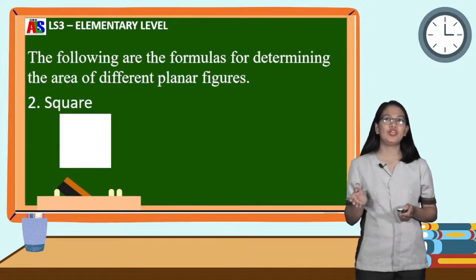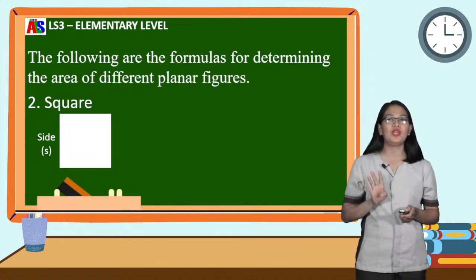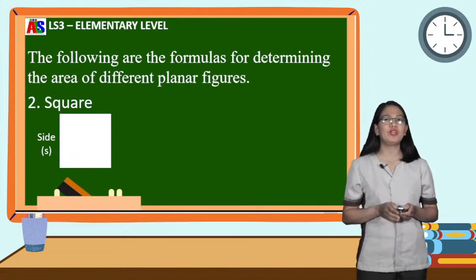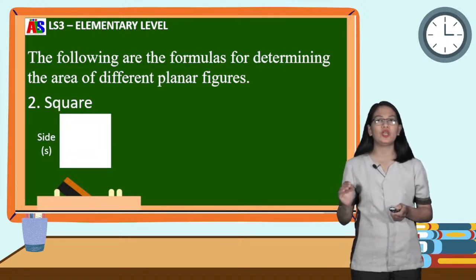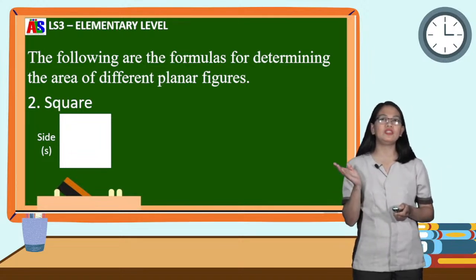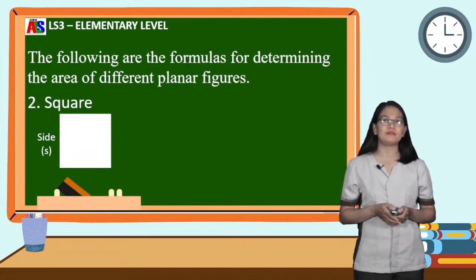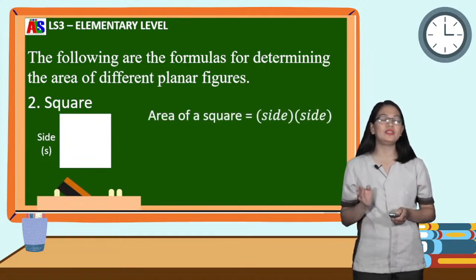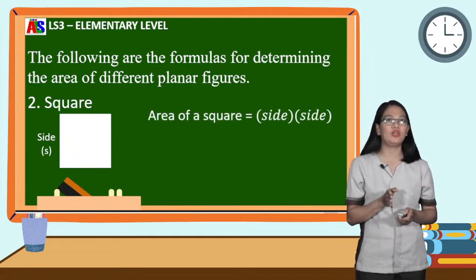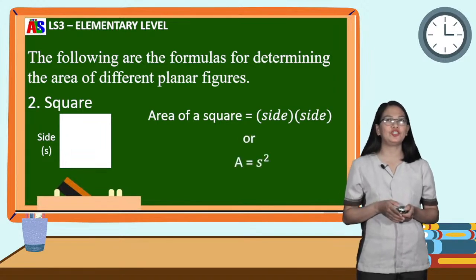Next planar figure is a square. We know that a square has 4 equal sides. That for example, if one side measures 5 centimeters, all the other 3 sides also measure 5 centimeters each. The formula in solving for the area of a square is side times side, or we can simply use A is equal to S squared.